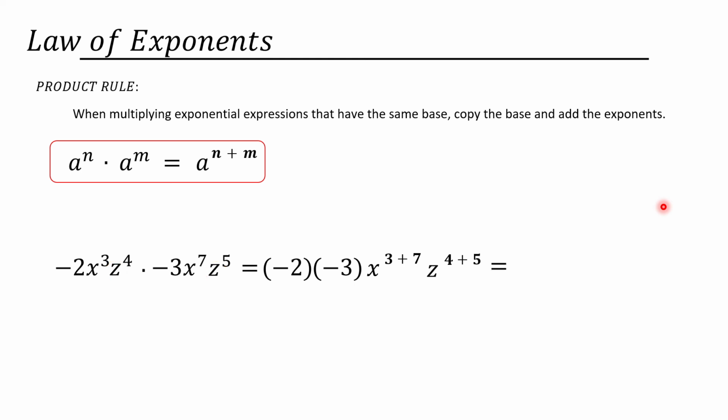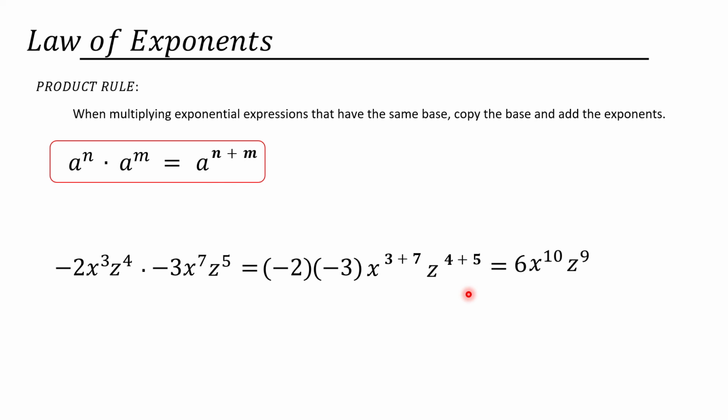Then, let's simplify. Negative 2 times negative 3, that is positive 6. Then we have x raised to the power of 3 plus 7, that is x raised to the power of 10. And z raised to the power of 4 plus 5, which is equal to z raised to the power of 9.